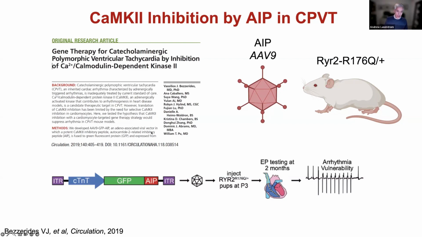And so they actually came up with a little small molecule that inhibits a protein that can irritate RYR2. That protein is calmodulin kinase 2. And they put that little tiny inhibitor into AAV and gave it to the RYR2 mice.